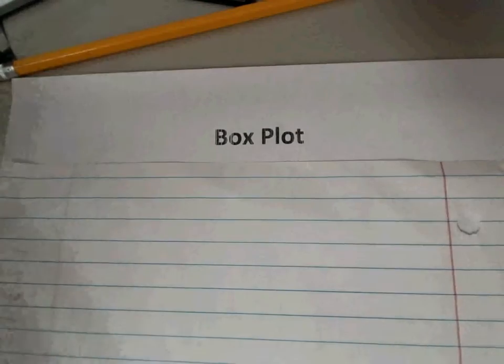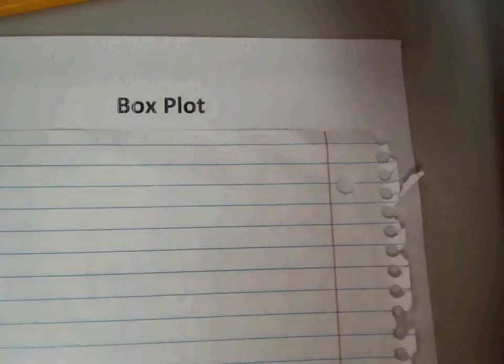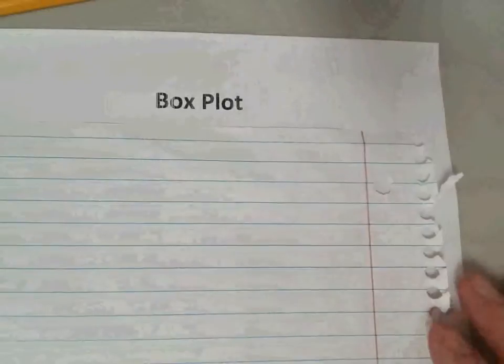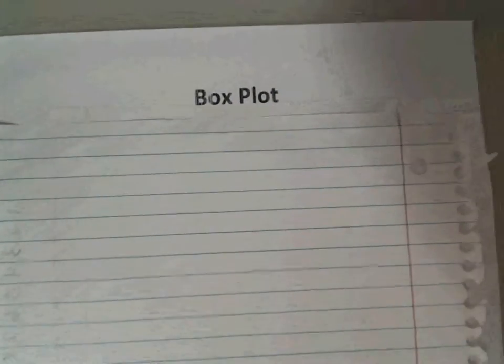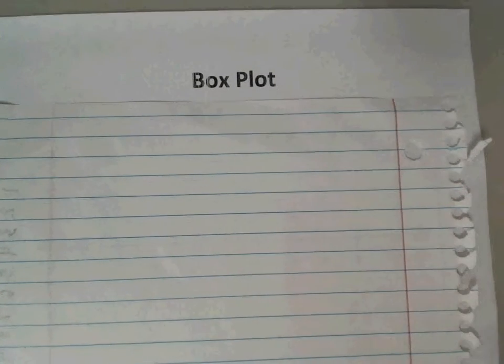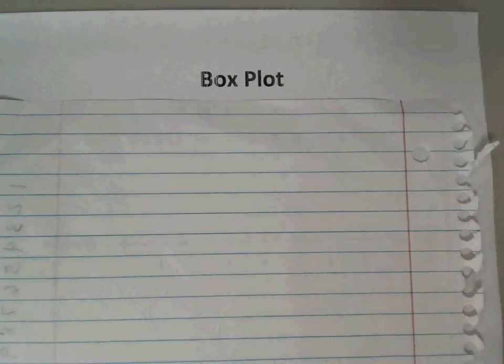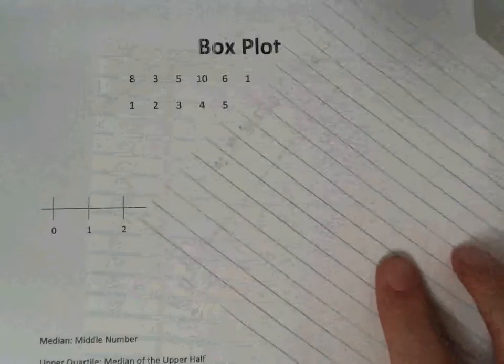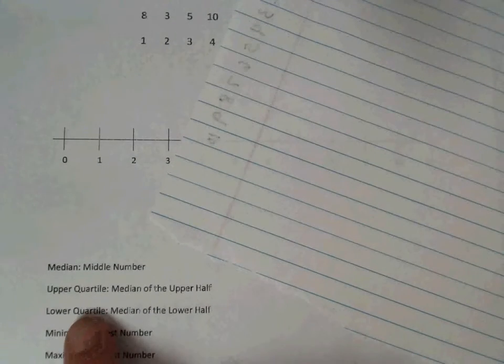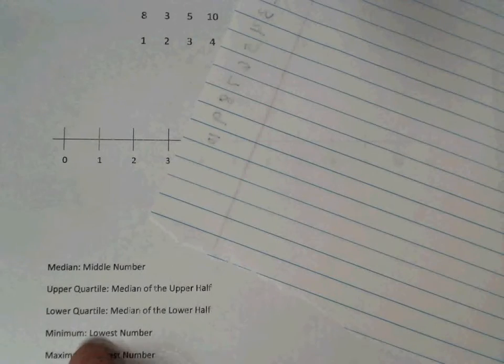Alright, so we're going to be creating a box plot, which is a graphical representation of the central tendency of a set of numbers. What we're going to be working with is a set of 10 numbers. We're going to try to find the median, the upper quartile, the lower quartile, and the minimum and maximum. The median is just the middle number in a set of data.